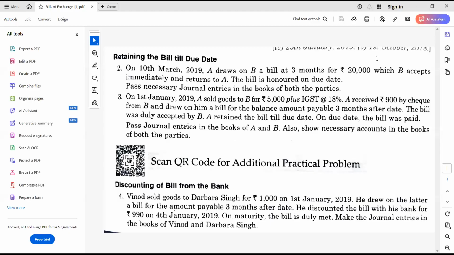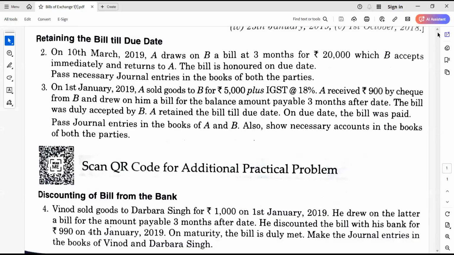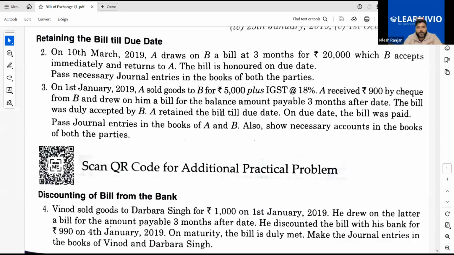Can you see this? The PDF file, the question. Hello, Vivek. Am I audible to you? Yes, sir. Can you see the question? Yes, sir. Okay. So it is question number 3.